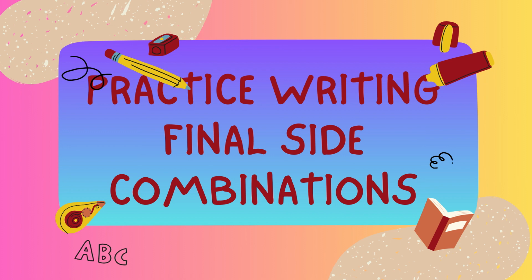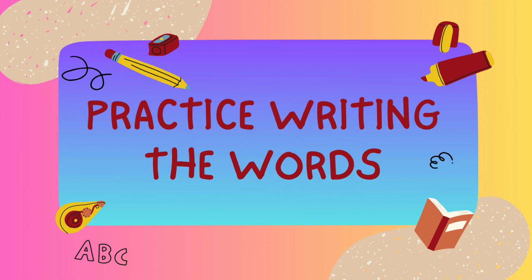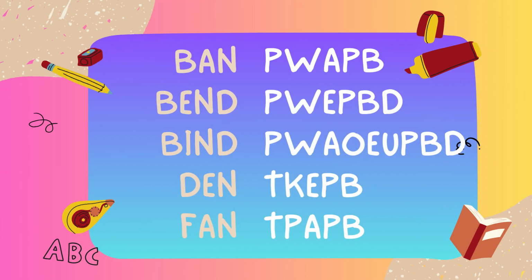All right. At this point, we will practice writing the words. We have here words such as ban, bend, bind, den, fan. So how do you write ban? It's initial B, vowel A, and final N. Bend, initial B, vowel E, final ND. Bind, initial B, long I, final ND. Then den, initial D, vowel E, final N. Then fan, initial F, vowel A, final N.